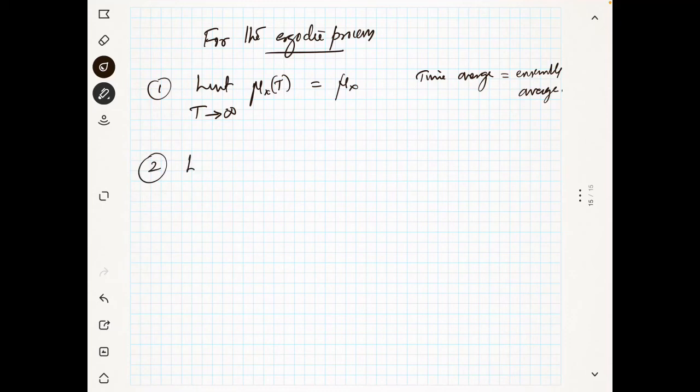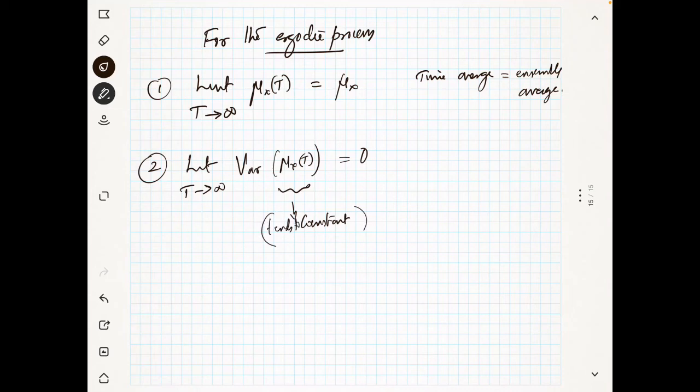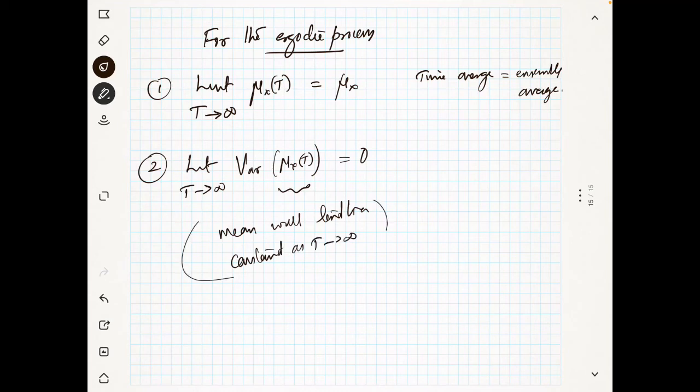Now the second property: limit T tends to infinity, the variance of mu x of T is equal to 0. That means this will tend to a constant, it will not change. That means the mean will tend to a constant as T tends to infinity. If something becomes constant, the variance of a constant, you have already seen, is 0. That's why.